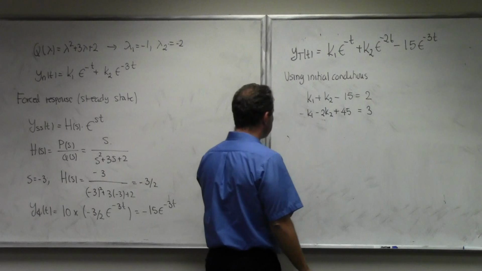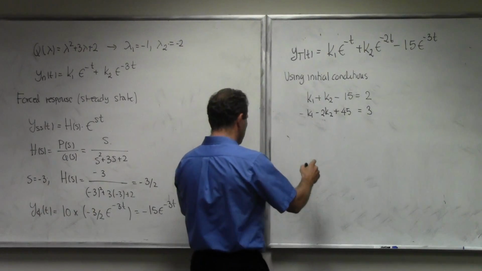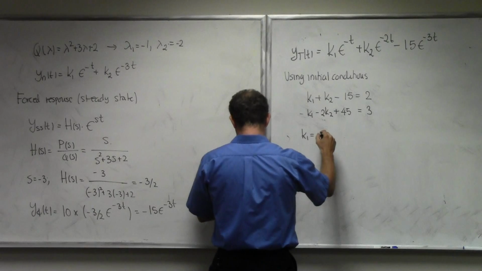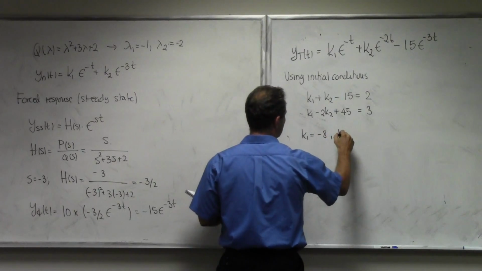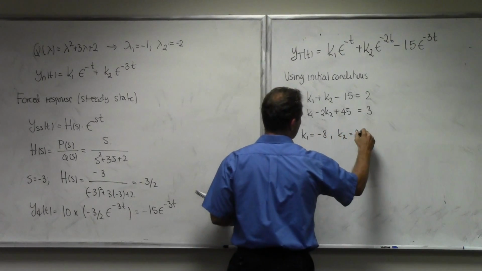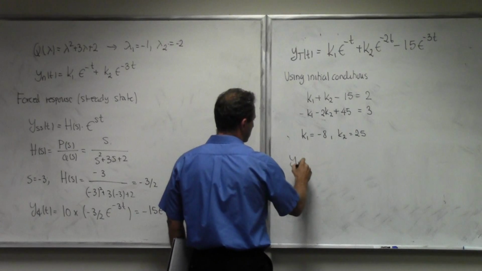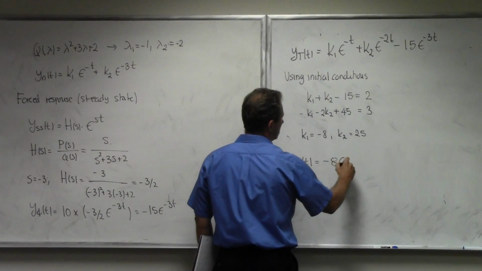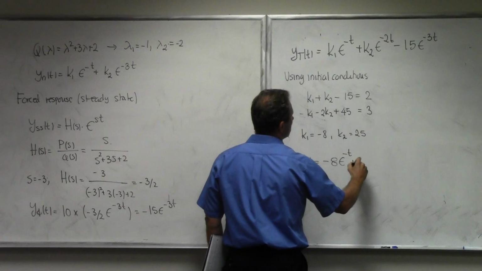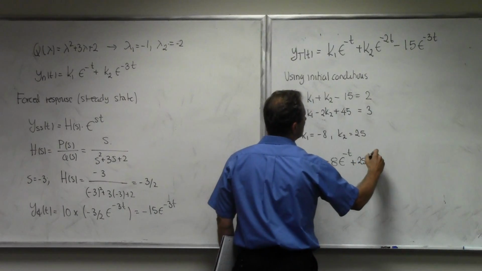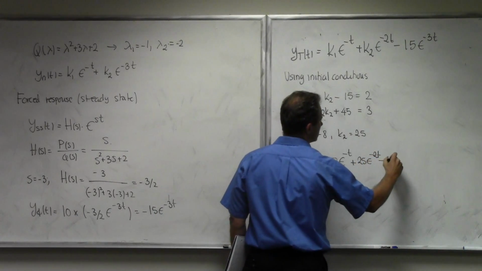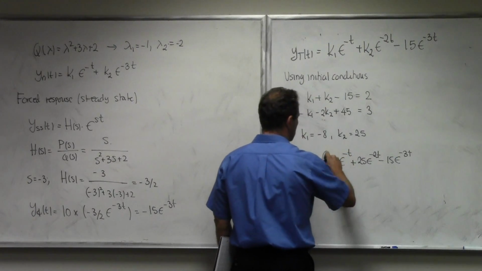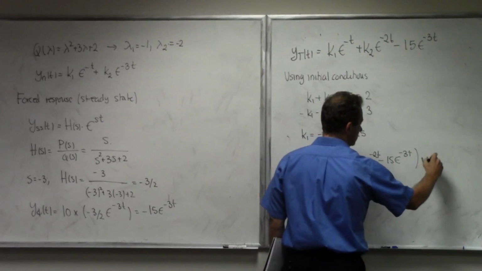And when you solve, you end up with k1 equal to minus 8 and k2 equal to 25. So your total response is going to be equal to minus 8 e to the minus t plus 25 e to the minus 2t minus 15 e to the minus 3t, times the unit step.